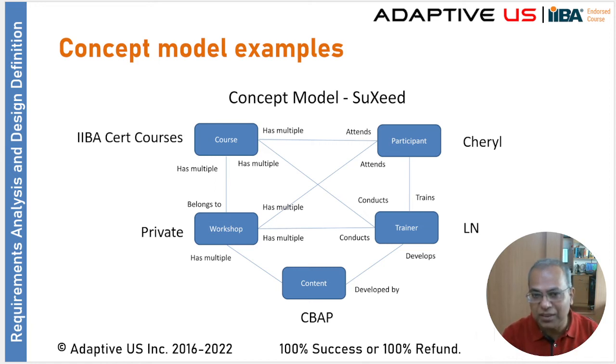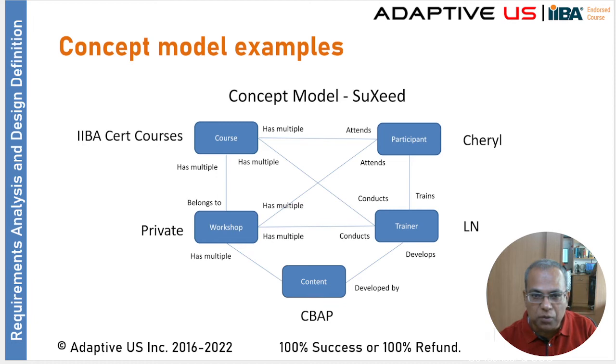So for example, here I have tried to represent the concept model for our LMS, which is Succeed, and in Succeed we have courses, we have participants, we have workshops, we have trainers, we have content, and obviously these concepts also have relationships between them, like the trainer develops courses, the trainer conducts workshops. That's how you can relate the different concepts.